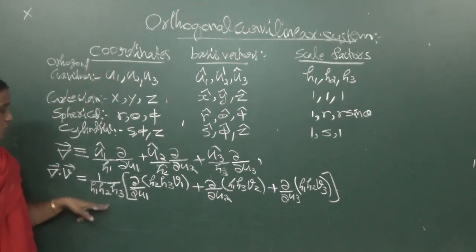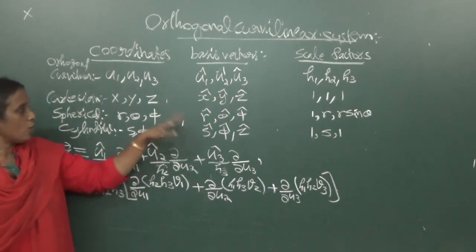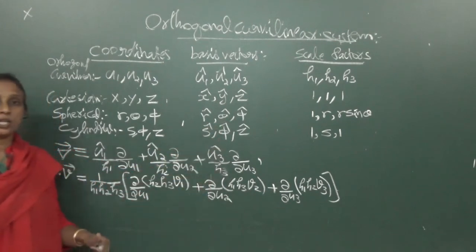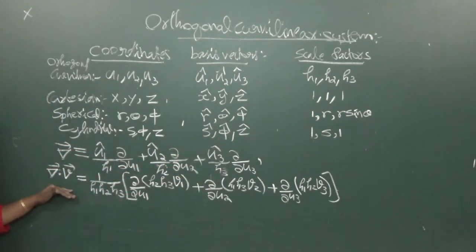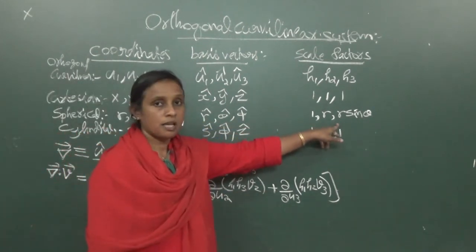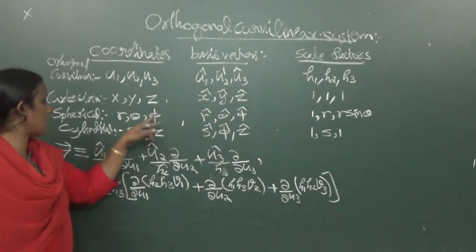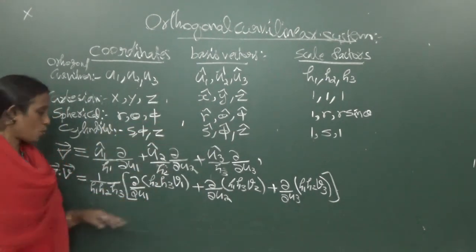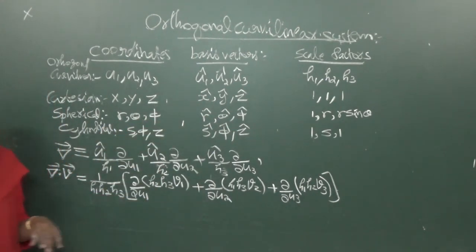If you replace h1, h2, h3 and u1 with the corresponding variables, you will get this operator in the corresponding system. If you replace h1, h2, h3 with the cylindrical or spherical scale factors and the coordinates with r, theta and phi, you get the corresponding expression for divergence.